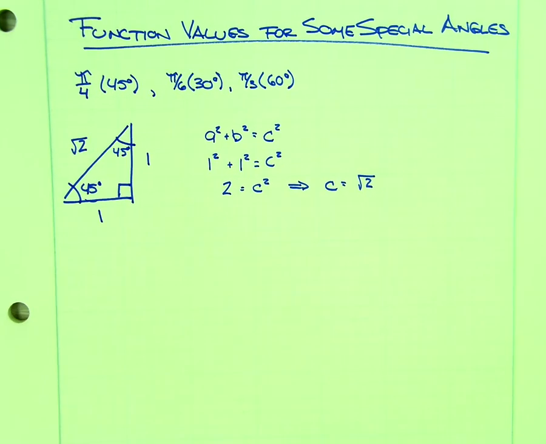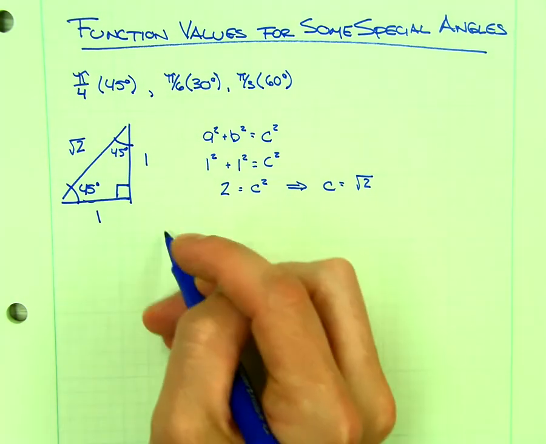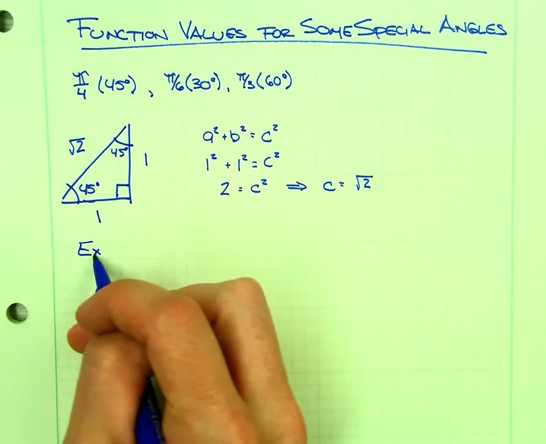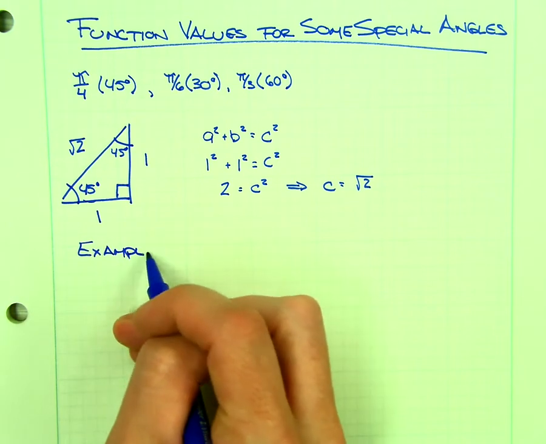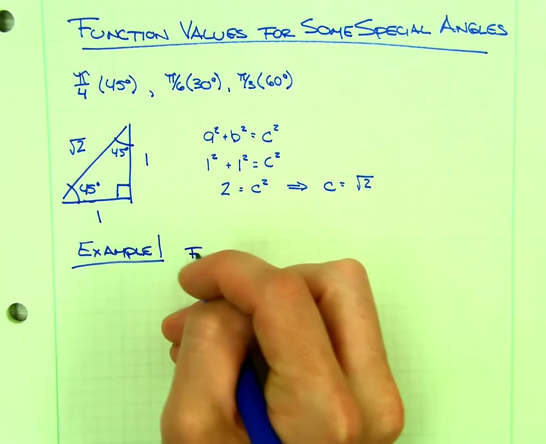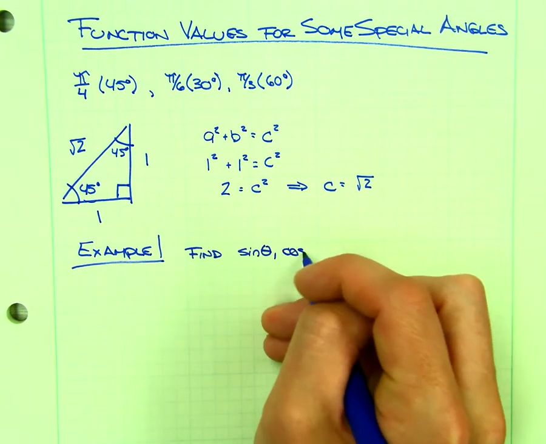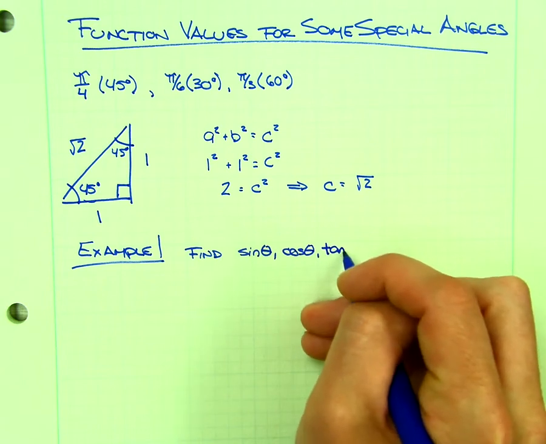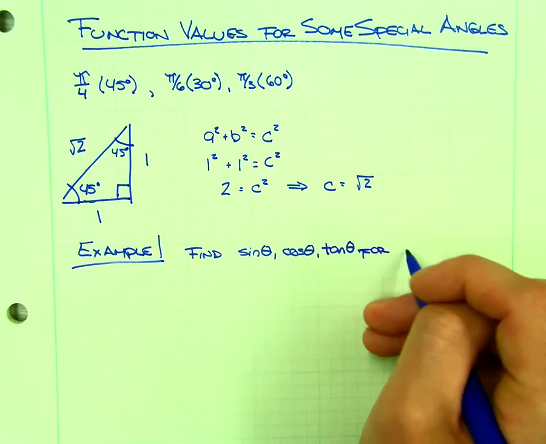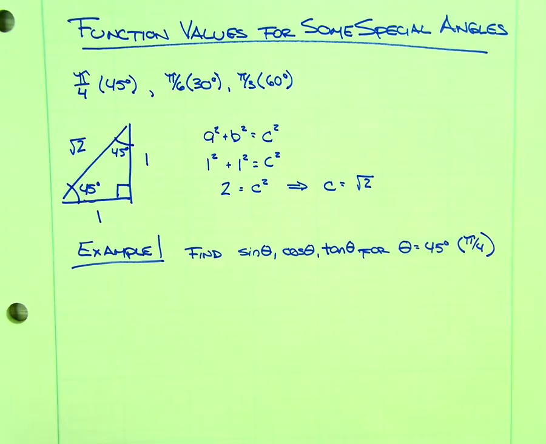Fantastic. And now with this information, I can figure out what the trigonometric function values for 45 degrees are. And this goes exactly into the stuff we were talking about yesterday. So here's the first example. I want you to find, or we're going to look for the 6 trig functions, or at least the 3 main ones for 45 degrees. So we're looking to find sine of theta, cosine of theta, tangent of theta for theta equal to 45 degrees, or I'm going to put pi over 4 radians.